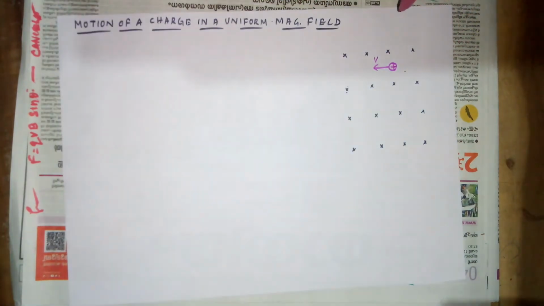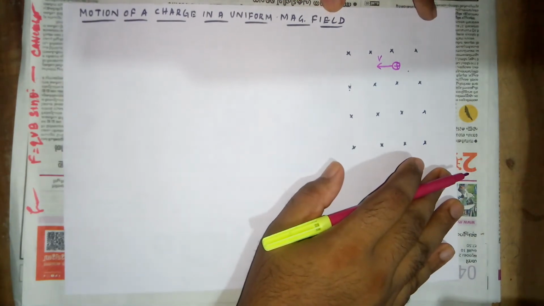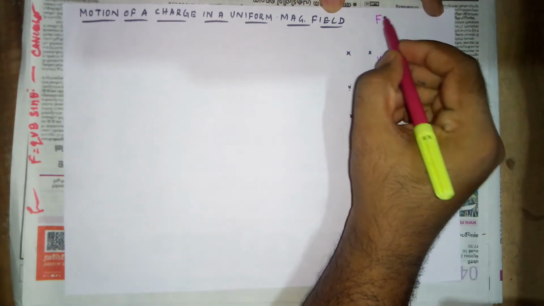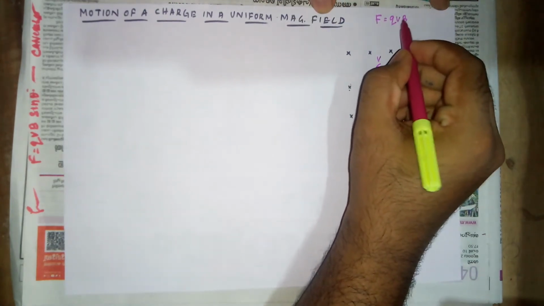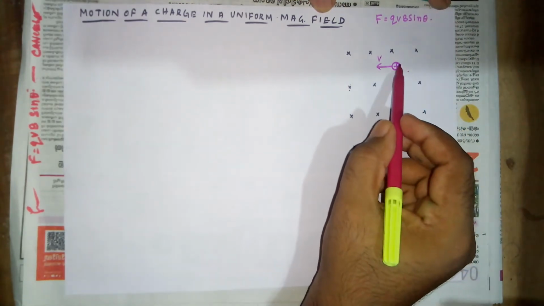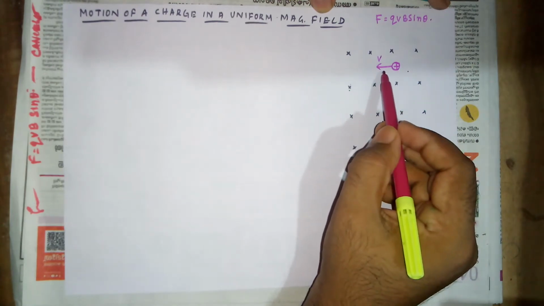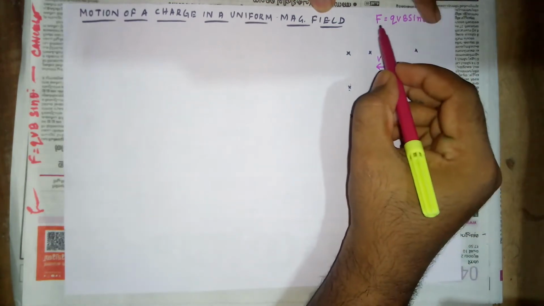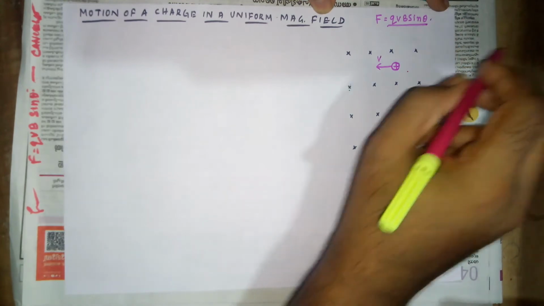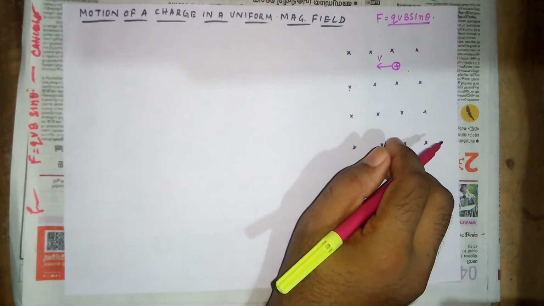We have also studied that if a charged particle is moving in a magnetic field, it will experience a force. How much force will it experience? We have already studied that F is equal to QVB sine theta. Now if this charged particle is moving towards left in this magnetic field, surely it will experience a force equal to QVB sine theta. This is the magnitude of the force, and what is the direction of the force?